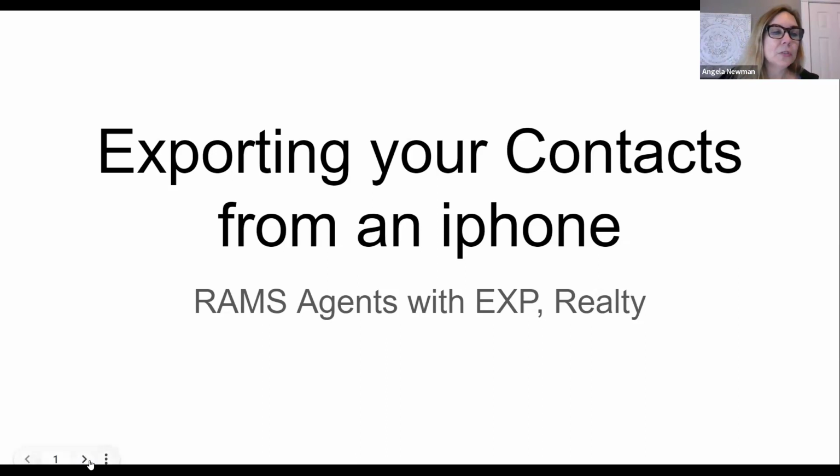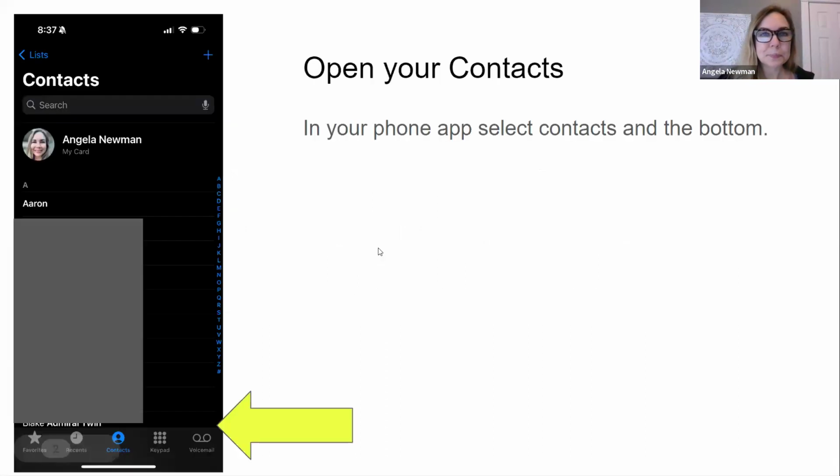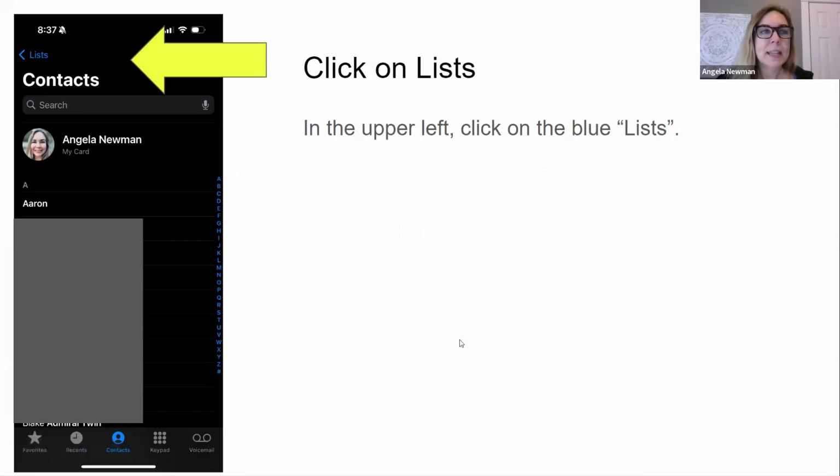Okay, so first you're going to open up your contacts. So in your phone app, you will select the contacts at the bottom. And then you're going to click on lists. So there's that arrow and the blue word list. Click on that.